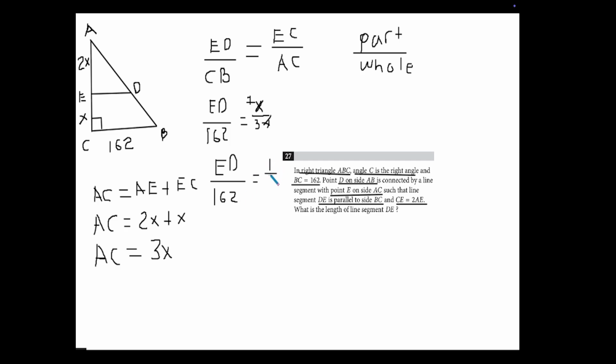So we know that the proportion of ED over 162 is equivalent to 1/3. So you have to multiply both sides by 162, which is the same as dividing it by 3. So we're simplifying to get our answer for the proportional answer for ED. So we're going to have DE, which is the same as ED, is equal to 54. So our answer is 54.